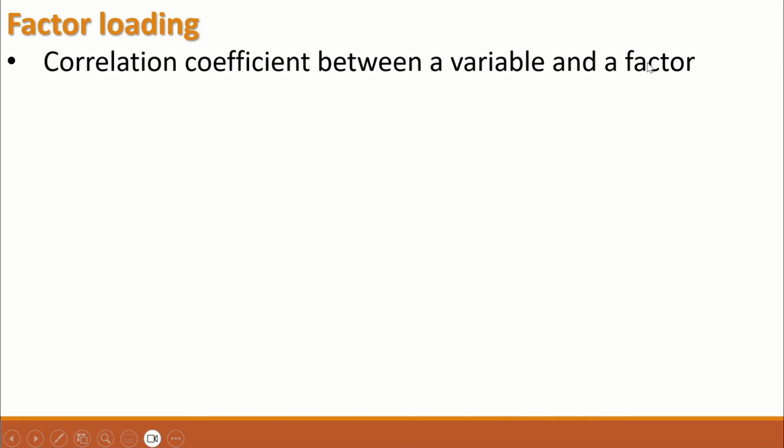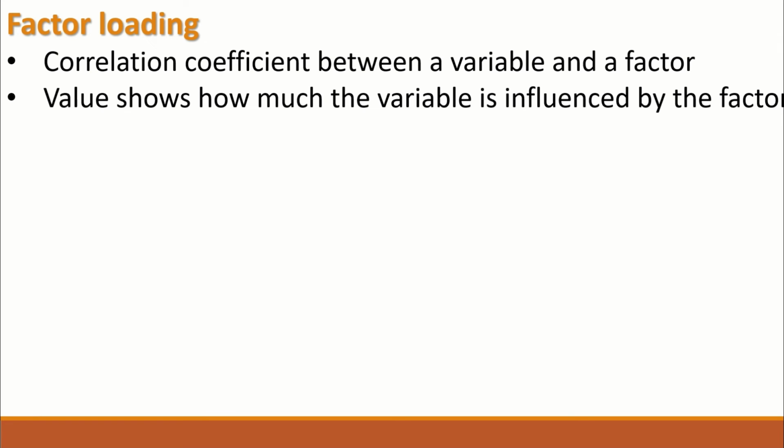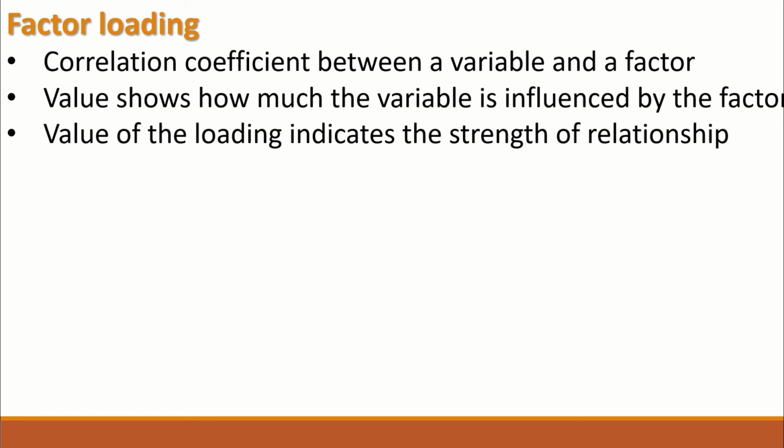There is also another value that needs to be examined, which is called the factor loading score or value. Factor loading is a correlation between an item and a factor. So it is a correlation coefficient between a variable and a factor. So a score will be given, and it's called factor loading. The value shows how much the variable is influenced by the factor.